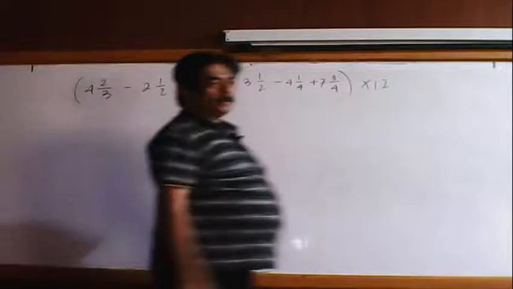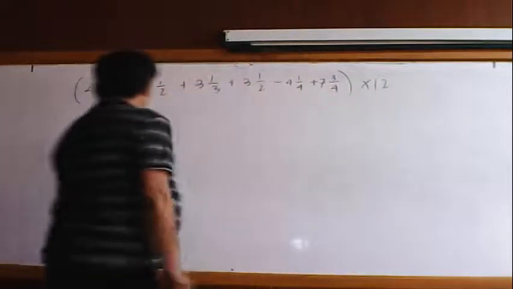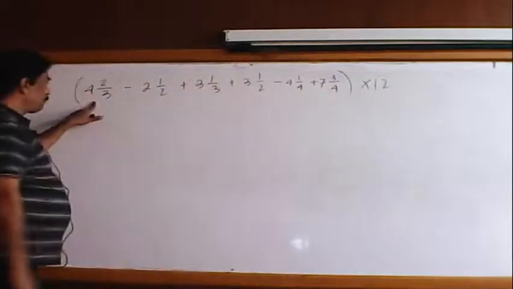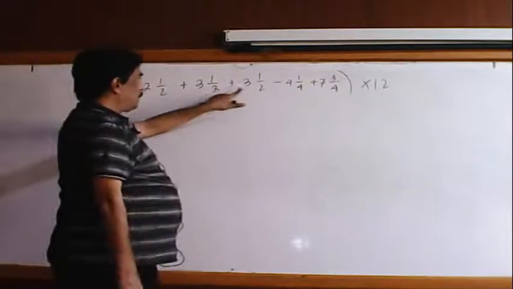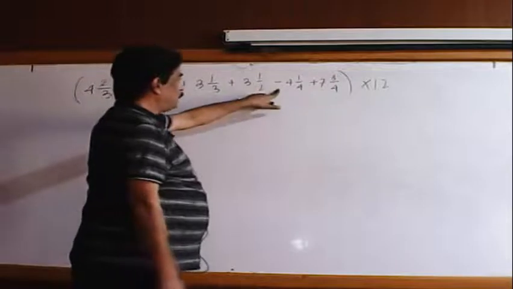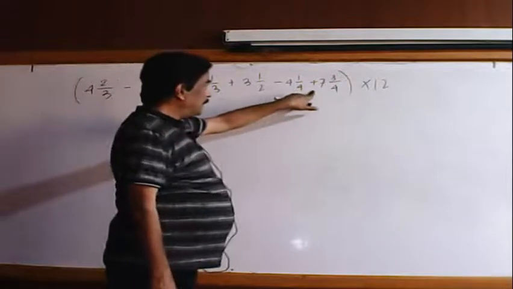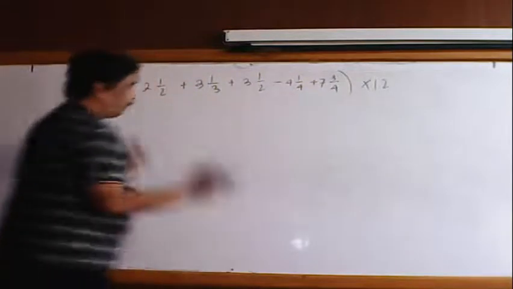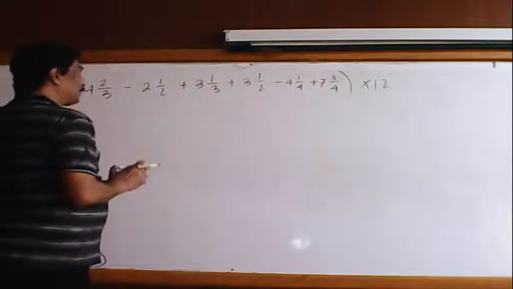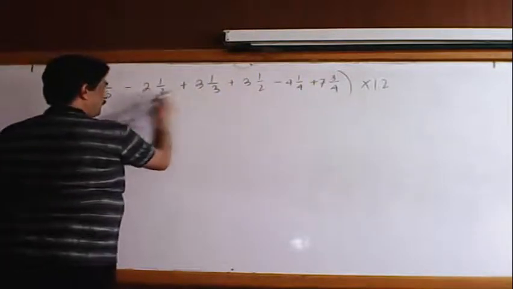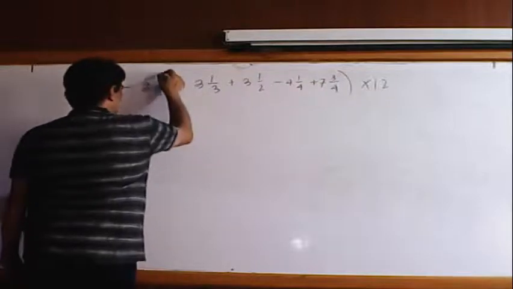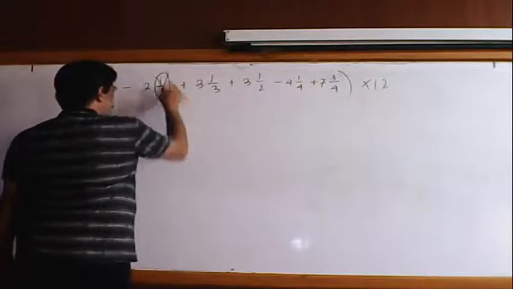Now take another example. 4 and 2/3 minus 2 and half plus 3 and 1/3 plus 3 and half minus 4 and 1/4 plus 7 and 3/4. Before doing something, you have to observe what the question is. First of all, there is a minus half and a plus half, so these cancel.